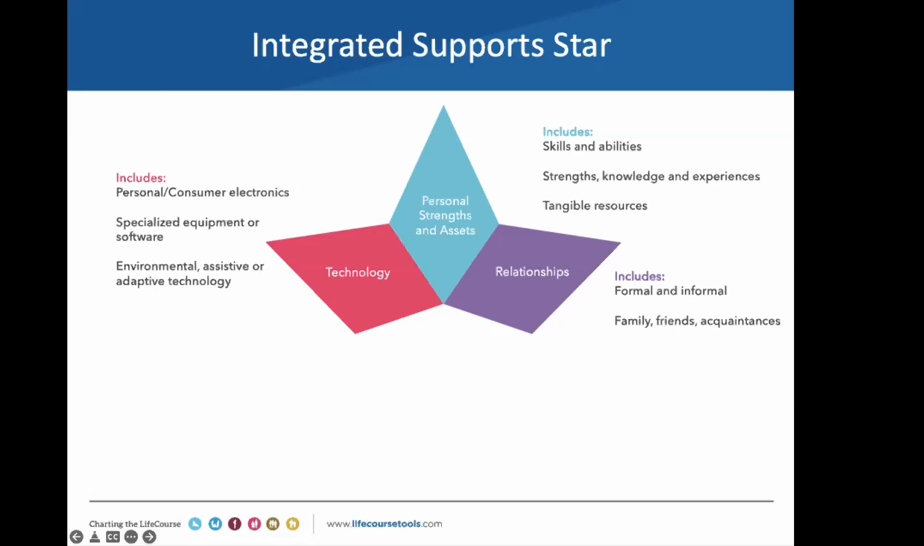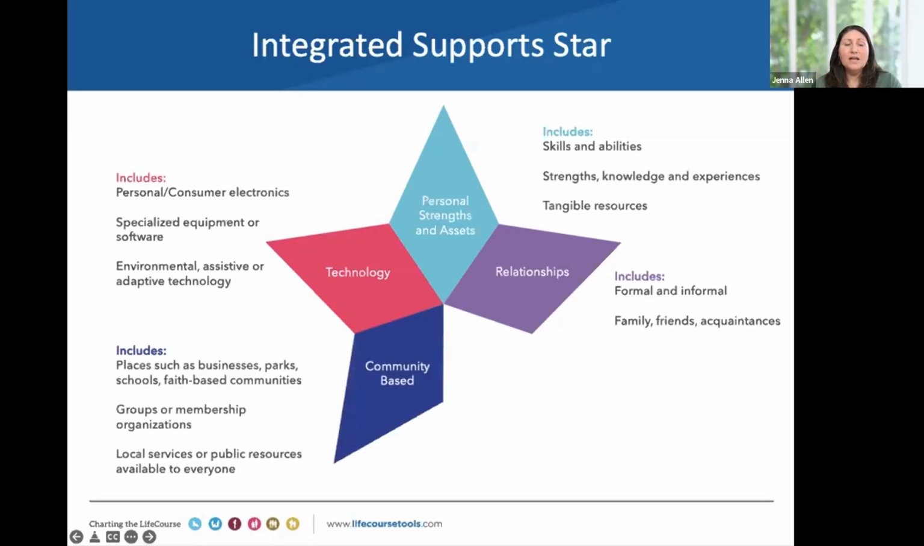Or environmental assistive or adaptive technology that might be a little bit more specific to a person's needs or disability. Community-based resources include places, things that we all have access to as members of our community. So things like businesses, parks, schools, faith-based communities. This could also be clubs or membership organizations.